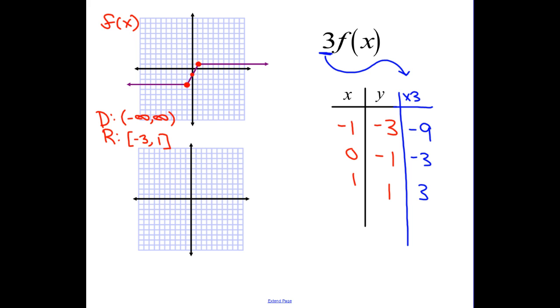Now let's graph each of those points to show what the graph is going to look like. Remember, my x's did not change, but my y's did. These are my new points. We go to -1, -9. We go to 0, -3. And then we go to 1, 3. When I connect these dots, this goes to the left infinitely long, and this goes to the right infinitely long. So all you have to do is look at a couple points from your graph and graph those. This is how we affect our f of x.